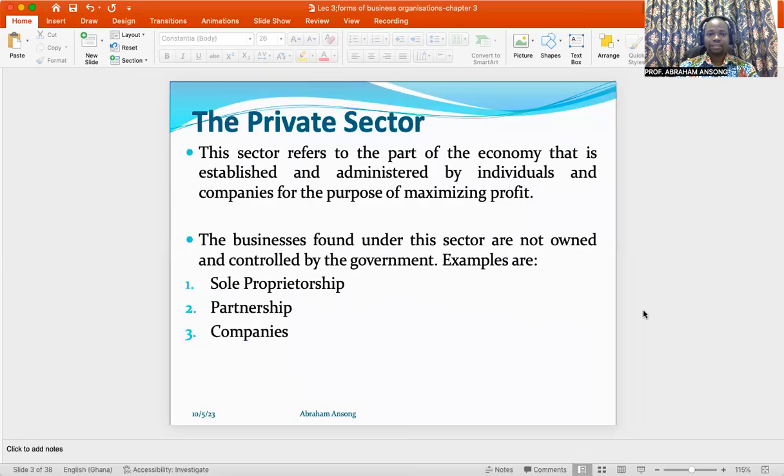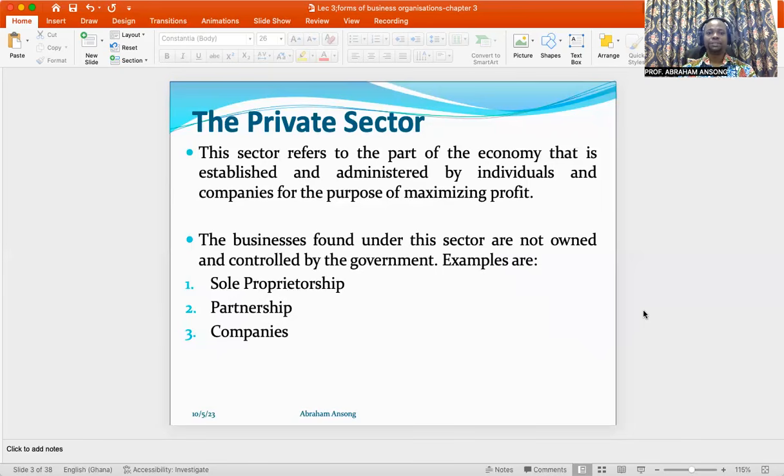So as I indicated, our discussion will focus a lot on the private sector. So this sector refers to the part of the economy that is established and administered by individuals and companies for the purpose of maximizing profit. All right, unlike the public sector where you have government institutions and organizations running, most of the time their motive is just to provide some form of public service. And if they are able to break even, they find it to be okay.